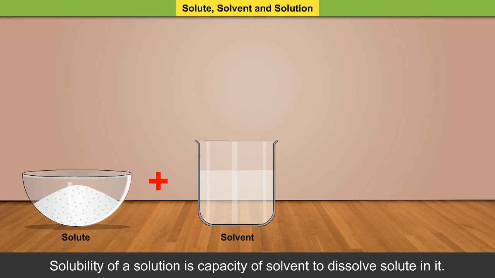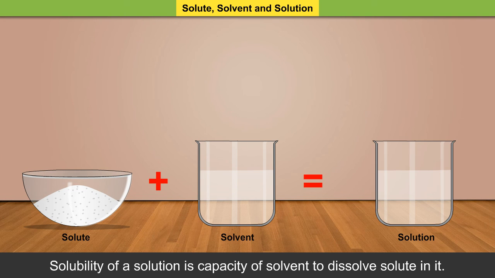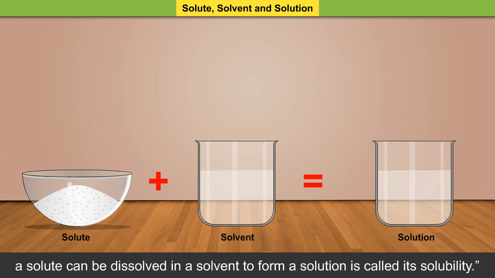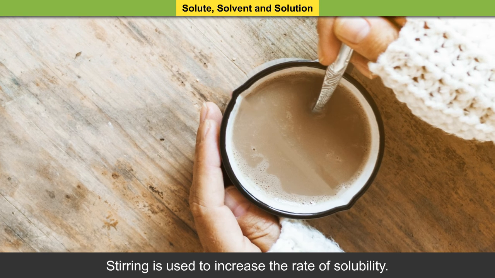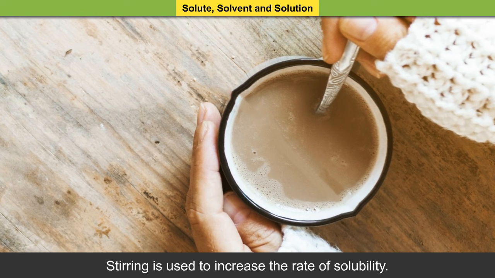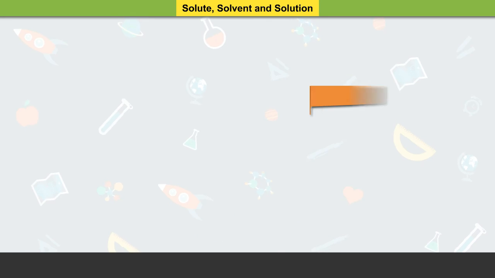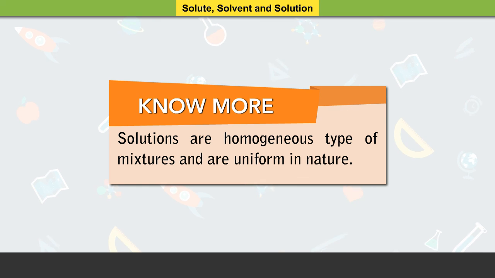Solubility of a solution is the capacity of solvent to dissolve solute in it. In other words, that maximum extent up to which a solute can be dissolved in a solvent to form a solution is called its solubility. Stirring is used to increase the rate of solubility. Heating increases the rate of solubility as well as extent of solubility. Note: solutions are homogeneous type of mixtures and are uniform in nature.